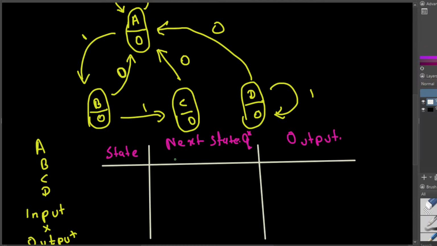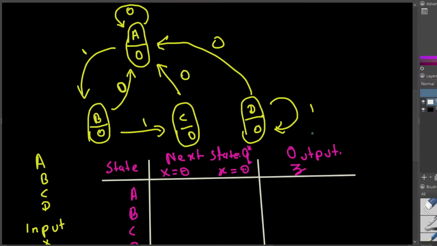So here we are going to see when X is equal to 0, what's going to be the next state, and when X is equal to 1, what's going to be the next state, and also what's going to be the output for each of these states. We have 4 states provided, that's A, B, C, and D. Now from the diagram, we are going to analyze what's going to be the state when X is equal to 0, when X is equal to 1.